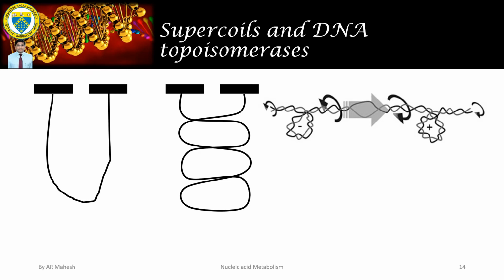This is just like holding a rope in two hands and continuously twisting it in opposite directions. Initially coiling takes place, and further twisting causes supercoiling. In a similar way, DNA supercoiling takes place.